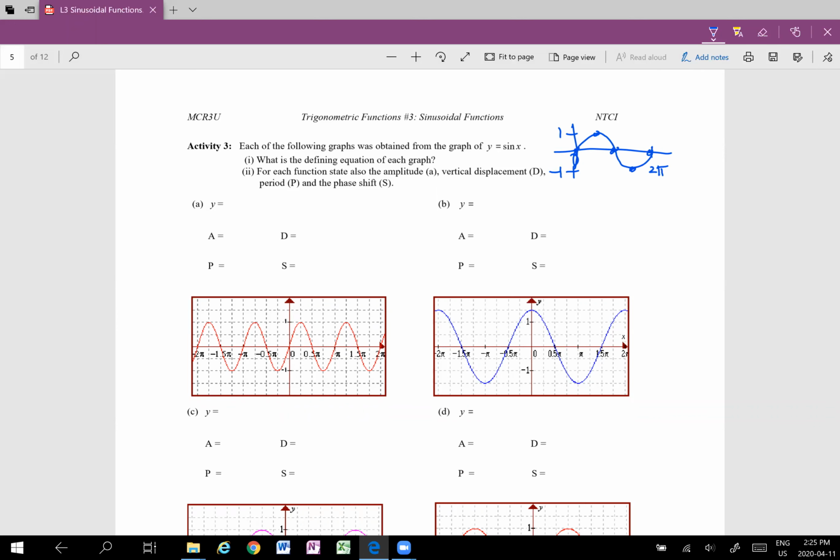And I'm basically looking at an analysis of the graphs that are provided for us. So we have to do a couple things. What is the defining equation of each graph? That's actually hard to do. For each function, state also the amplitude, vertical displacement, which is also known as the equation of the axis, the period, and the phase shift. So A, P, D, and S.